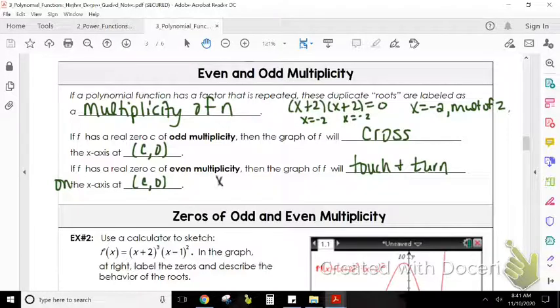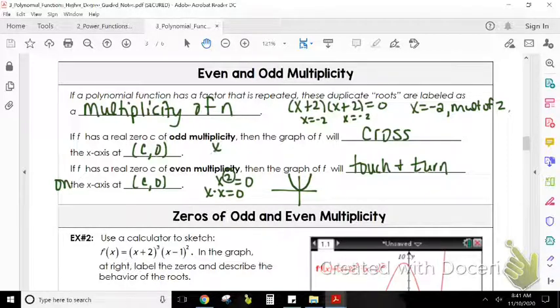So think about this. You have x squared, right? x squared equals 0. So technically this is x times x equals 0, which means it's there twice, right? The exponent tells us the number of times that root is going to be there. And so 2 is even, and so it means it's even multiplicity. And if you look, when you graph x squared, it touches at x equals 0, and then it turns back around and goes the other way. It doesn't actually cross the x-axis.